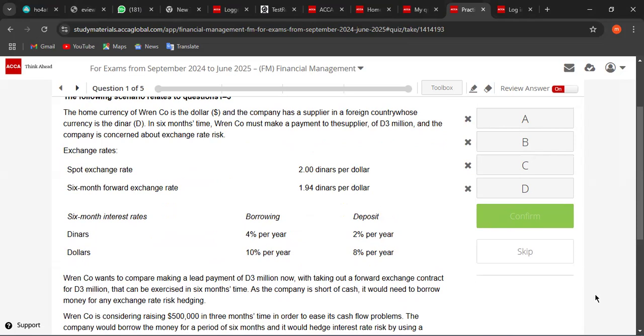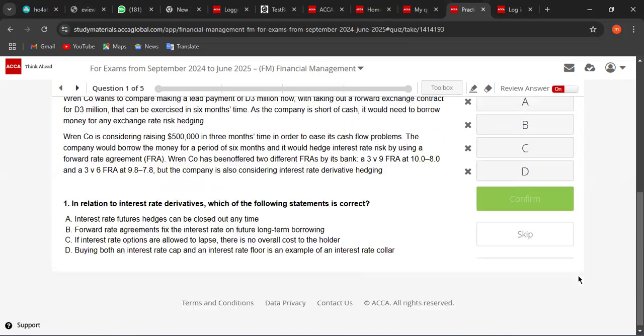According to me, it is wrong, because the futures have only 4 dates available: March, June, September and December. No, they can only be closed out in March, June, September, or December. Next: forward rate agreements fix the interest rate on future borrowing. I think that is correct.